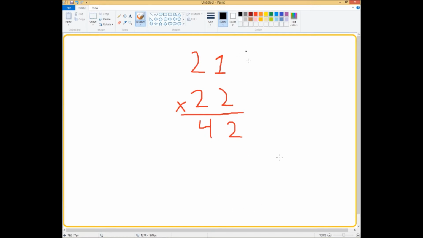Then let me do the next one. This is the way I do it. Some people might just have an X, but I do a 0. And then 2 times 1, 2. And then 2 times 2, 4. And then make sure to add it all up, like so. And then 2, 6, 4.